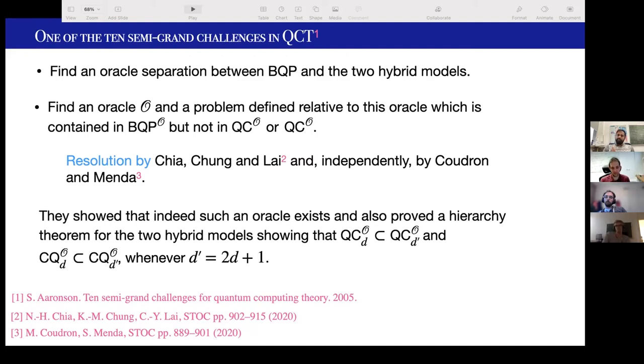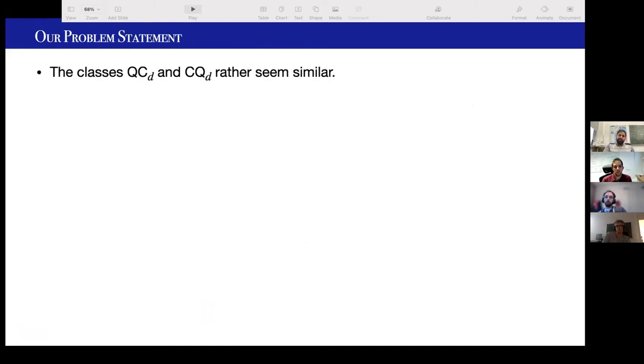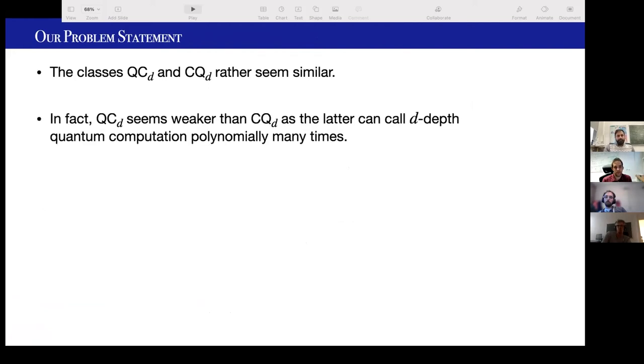So it's natural to ask whether QCD and CQD themselves are related. It's seen from the picture that they seem to have similar power. But if we look closely, like we discussed before, QCD seems weaker in the sense that the CQD algorithm can call a QNCD circuit polynomially many times. So it can apply quantum computation polynomially many times, while QCD just has D depth. So it seems CQD may be more powerful because it has more quantum computational power in it. So we thought, can we establish some relation between them, for example, a separation?